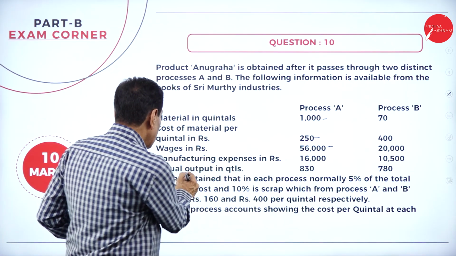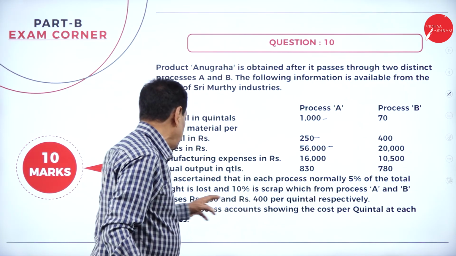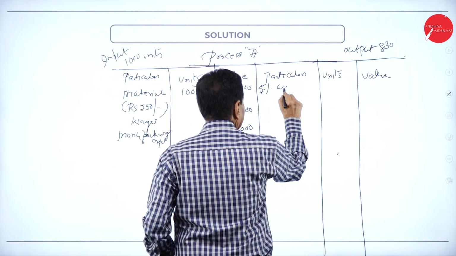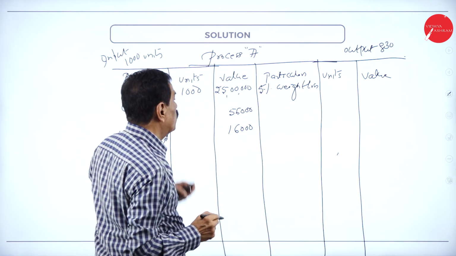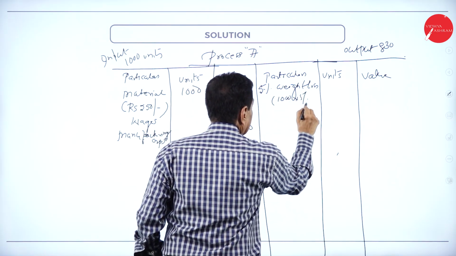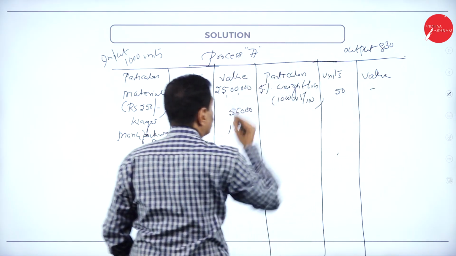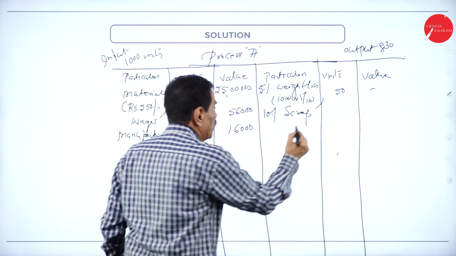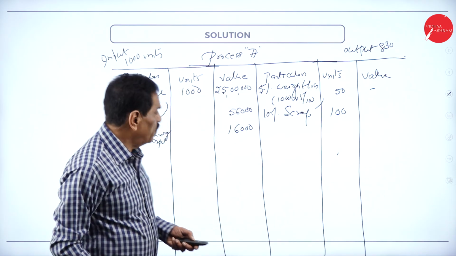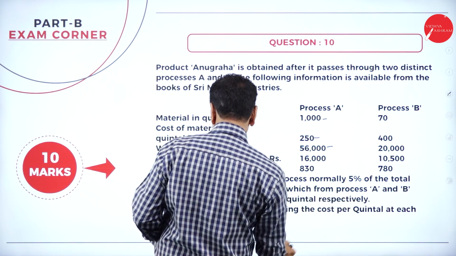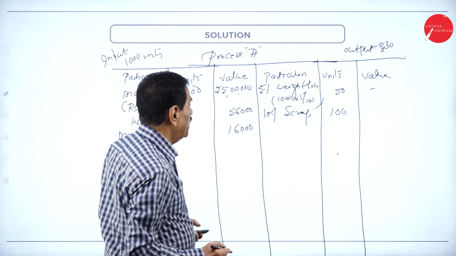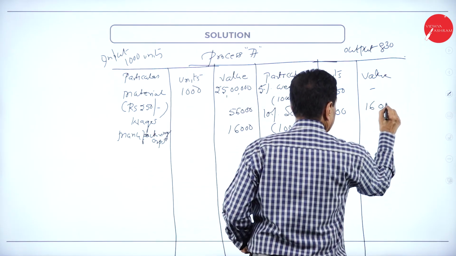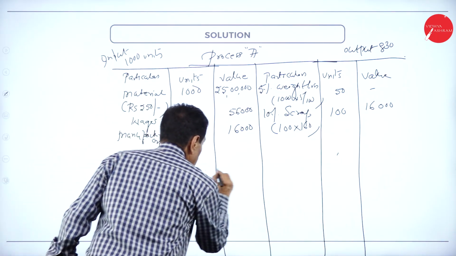Then in a normal loss, it is ascertained that in each process normally 5% of total weight is lost and 10% is scrapped. So 5% weight lost, no value realized. So 5% of 1,000 units, that is 1,000 into 5 by 100, is 50 units, no value. 10% is scrap. So 10% of 1,000 is 100 units. Per unit realized is 160. 100 into 160 is 16,000. Now we have to do the working notes.